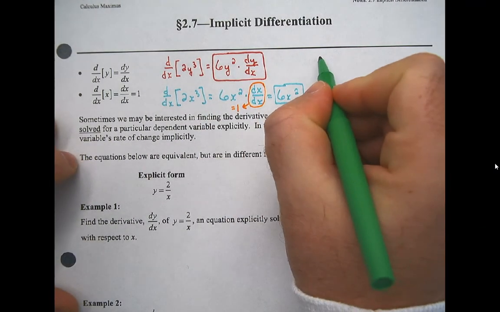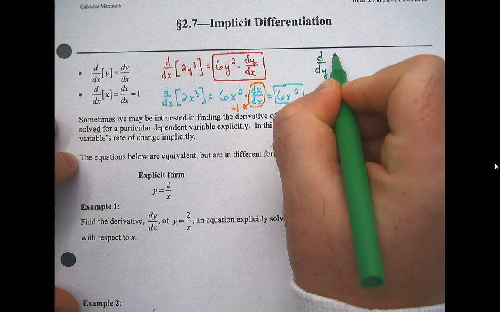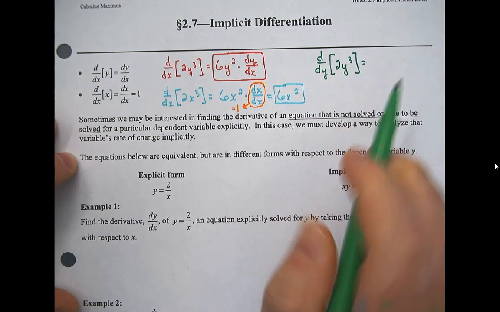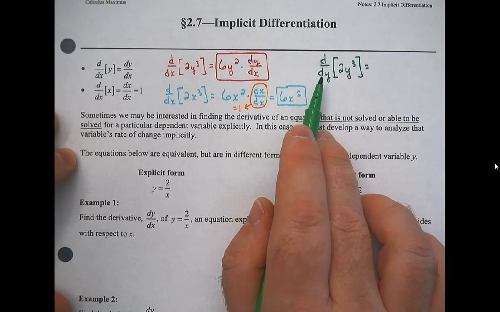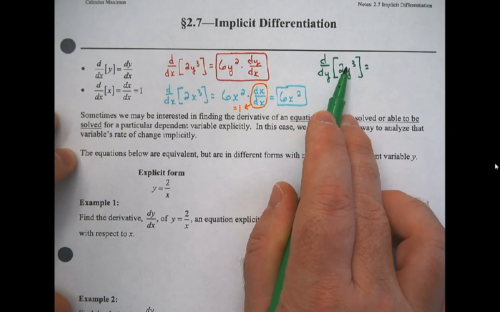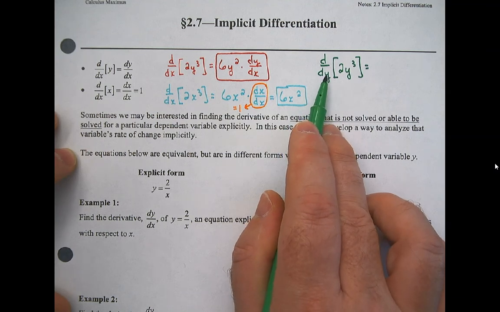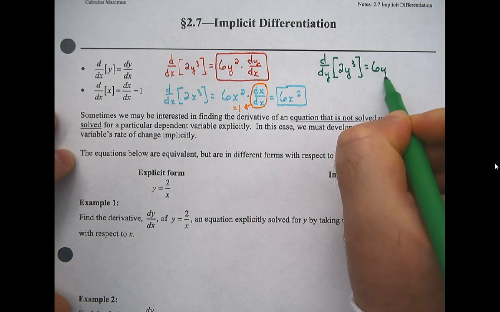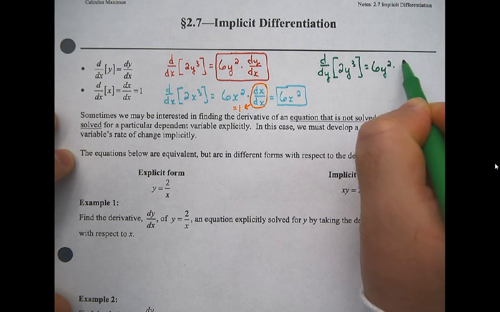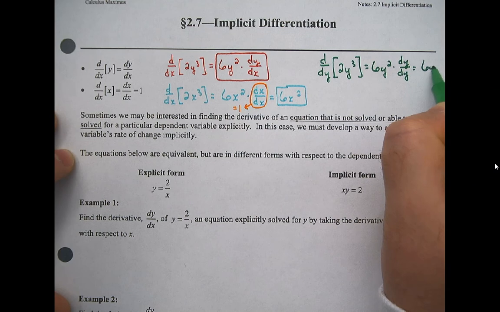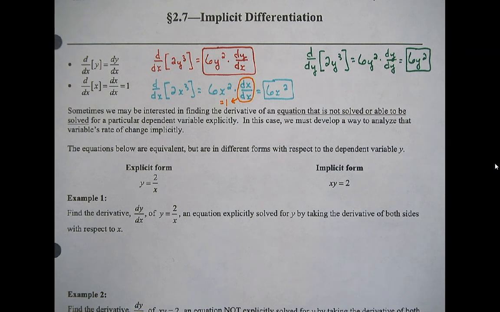But what if I change this? What if I change this to d dy of 2y cubed? Okay, now this is a different verb. This is saying take the derivative of this stuff according to the variable y. So now when I derive this, this is 2 something cubed, which would be 6 something squared, times the derivative of that something according to y. Now this time the dy dy cancels out, and I get 6y squared. So who you're deriving according to makes a big difference.